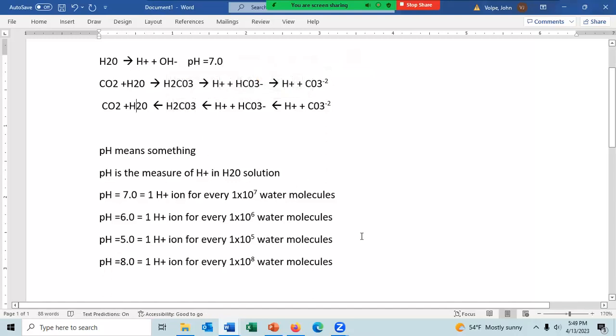Any question about any of that? Those are the main buffers in your blood. We do have other buffers, but this is a very simple one that is simply involving carbon dioxide and water. And it is one of the main buffers in the body.